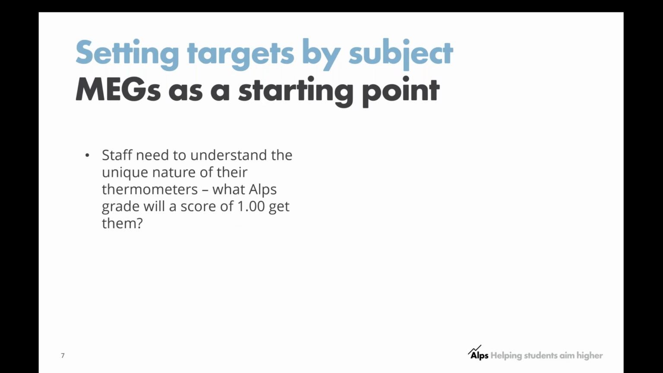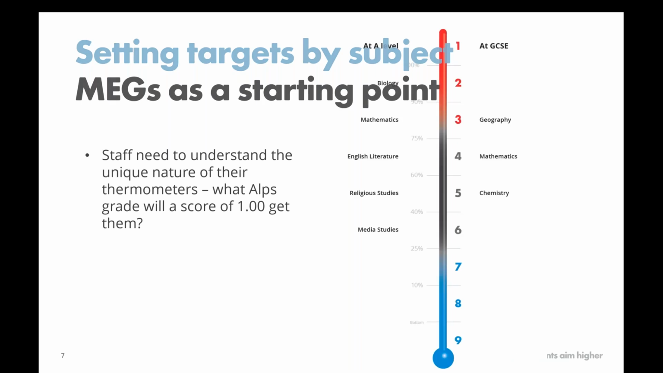What I need to know as a subject teacher is what my score of 1 plots out to on my unique subject thermometer. Okay, and by the way, just while I'm saying this, I was deputy head for many years, and I did this at the beginning of every single year as a staff inset, so that everyone reminded themselves of what the Alps methodology was and how to set their targets by subject. So where's that score of 1 getting me?